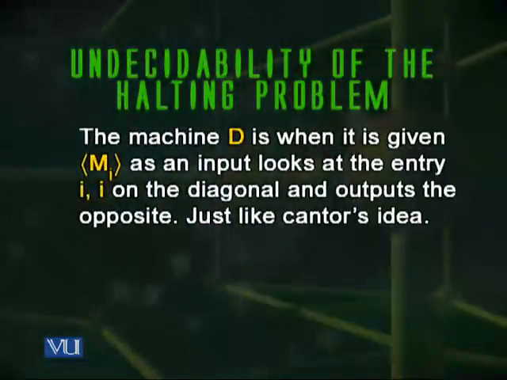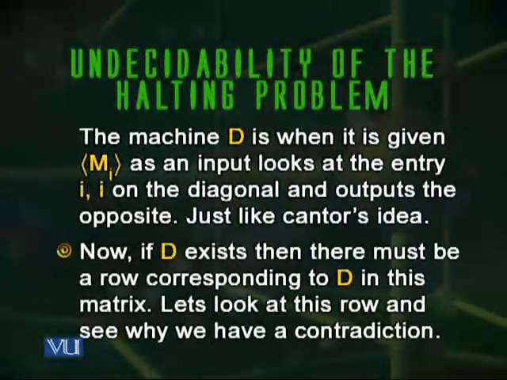The machine D, when it is given the input, the description of Mi, looks at the ith, ith entry and outputs the opposite. Just like in Cantor's idea, we go down the diagonal and do exactly the opposite of what the diagonal entries are. So D gets an input Mi, goes to the diagonal, finds out what it is, and does exactly the opposite. If H was accepting on the diagonal, then D rejects. If H was rejecting on the diagonal, then D would accept.